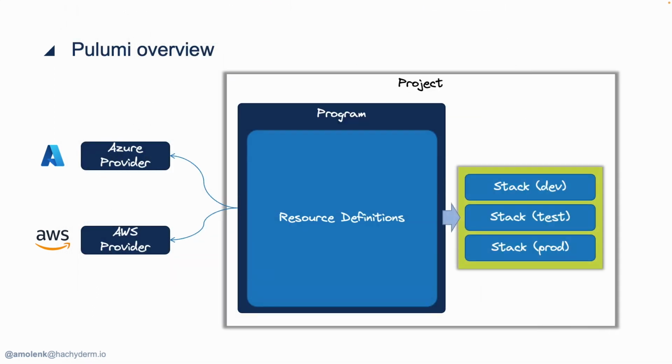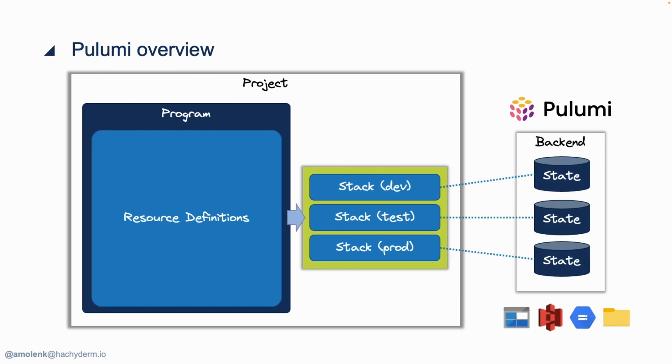Now, each time you deploy this program, you deploy to a specific stack. So a stack is an isolated, independently configurable instance of your program. And you can use these stacks to typically separate your environments, like having a separate dev, test, and prod environment. And then each of those stacks will have its own corresponding state. So this is the last deployed state, and Pulumi can use that state to make incremental updates to your environment.